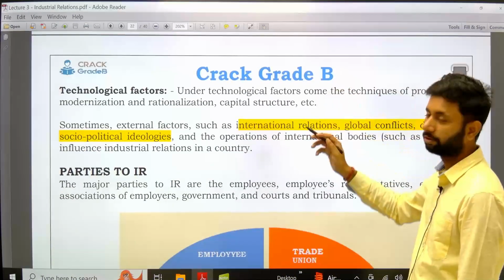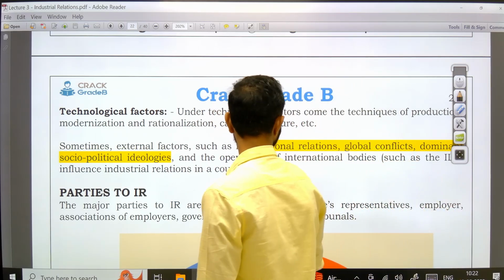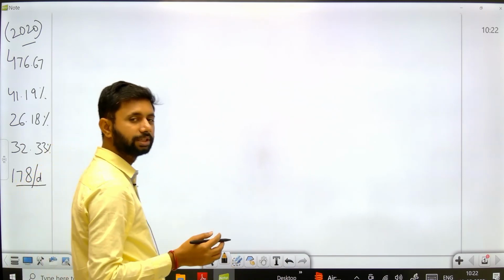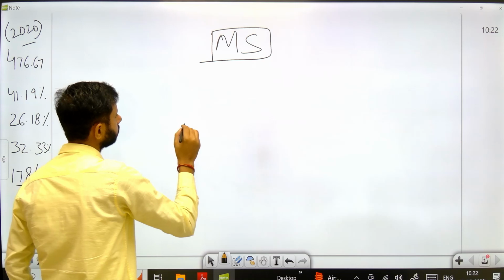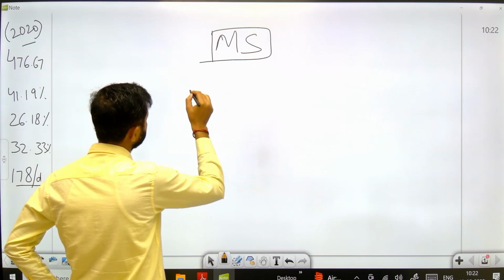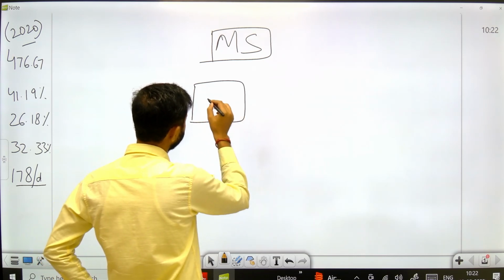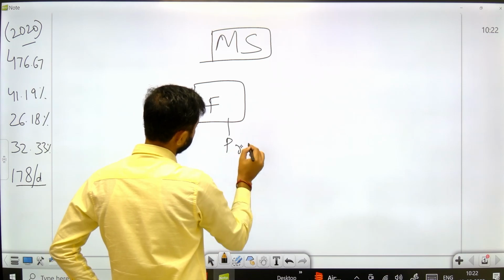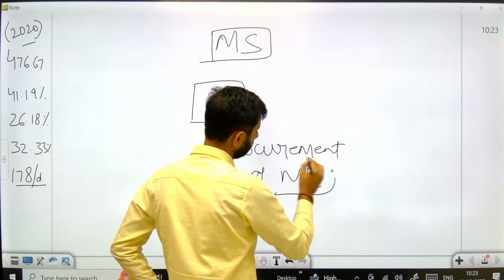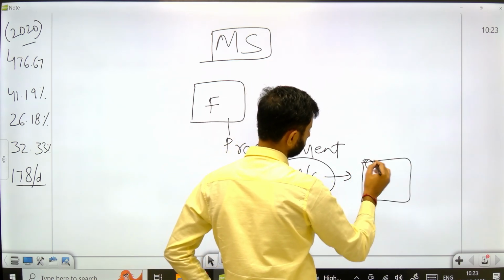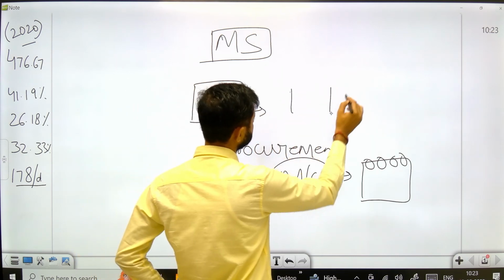Okay, now we will talk about technological factors. How does technology affect industrial relations? Let's take a basic example of Maruti Suzuki. Initially, suppose before the advent of IT solutions, if one had to make a file for the procurement of a machine that can produce engines. If we have to procure a machine, obviously this file will go to higher management for their approval.